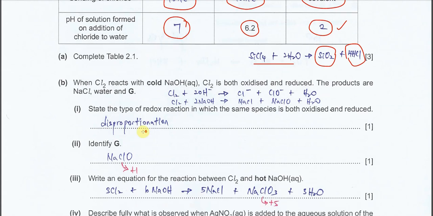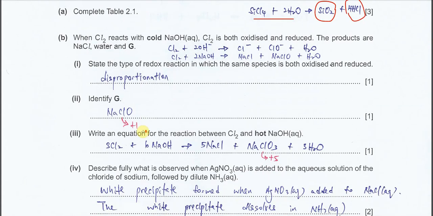Part B. When the chlorine reacts with cold sodium hydroxide solution, chlorine is both oxidized and reduced. The products are sodium chloride, water, and G. Part 1. State the type of redox reaction in which the same species is both oxidized and reduced.